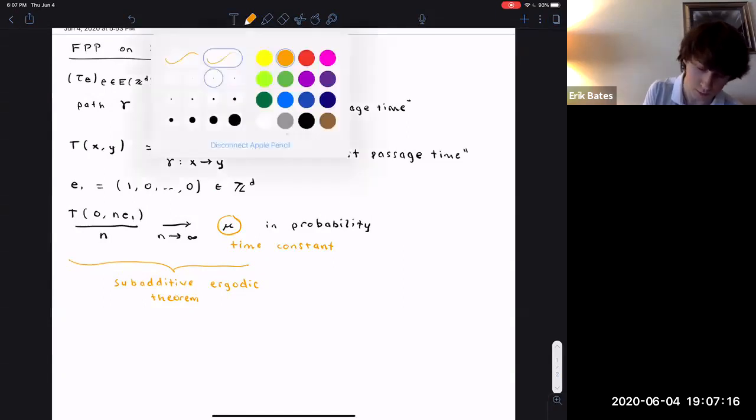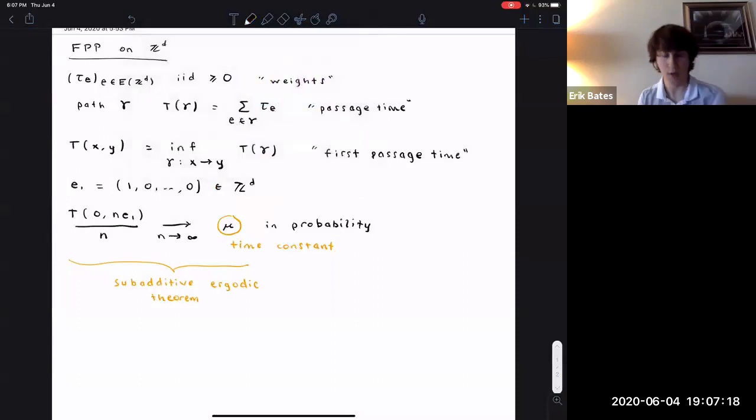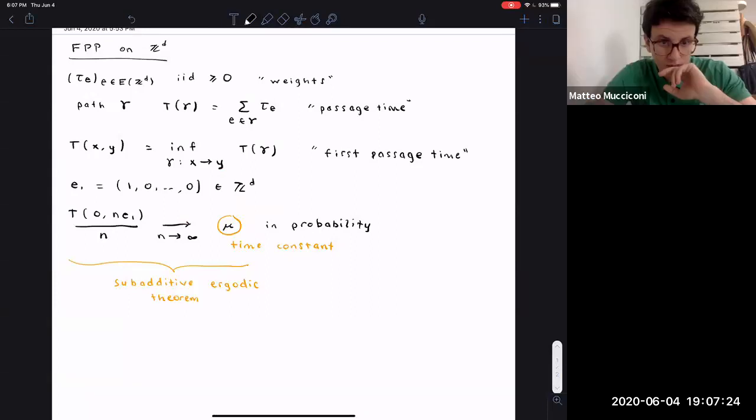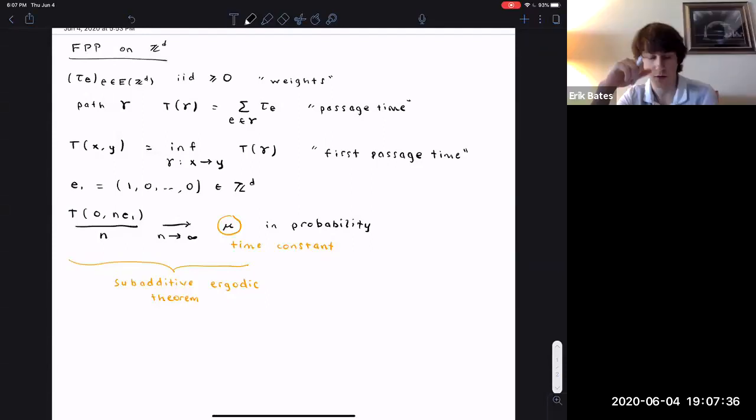So this is called the time constant, this mu. And we're going to be interested in what we can glean from this time constant via expressing it in a variational formula, which we'll get to. So in case our random variables have some simple distribution, can we explicitly express mu? Yes. So this is a compelling problem, and in a frustrating state of affairs, the answer is no.